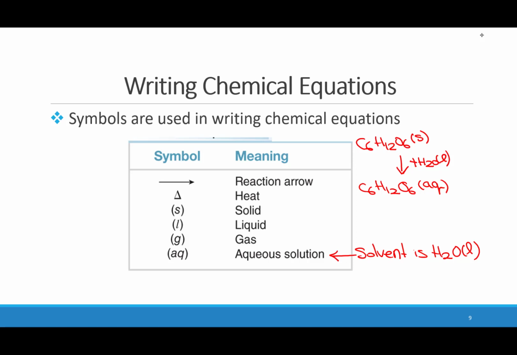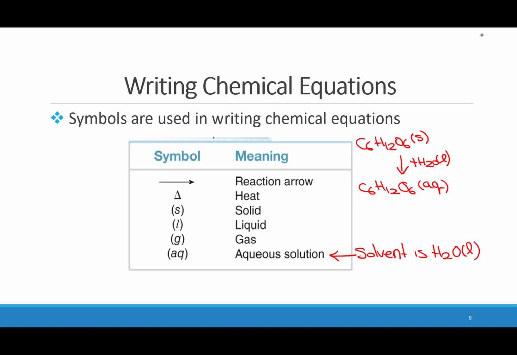Arrow, which always goes from the reactant side to the product side. If you have formation of heat, use delta. Whenever we are writing a chemical equation, we have to always show the state of all your reactants and products. If it's a solid, we use lowercase s, liquid lowercase l, gas lowercase g, and aqueous solutions, it's aq.